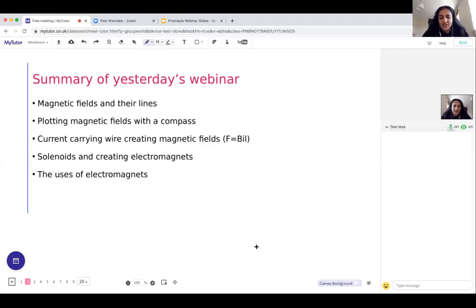Then we talked about why electromagnets are good. So they can be turned off and on because they are only magnetized by electricity. So they can be turned off and on, we can make them stronger, we can make them weaker. And then finally, we went on to talk about the uses of electromagnets. So we talked about the crane picking up vehicles, the electric bell, the circuit breaker, and there was another one as well. So that webinar yesterday is quite important in the understanding of today's webinar, which takes all of the concepts a little bit further.